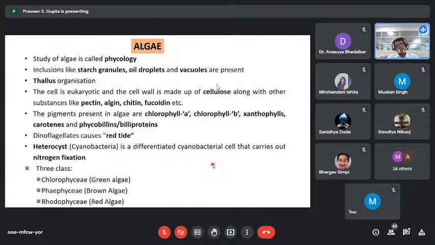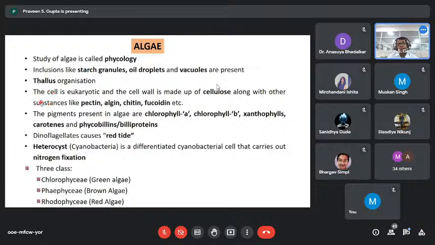Now coming to the next part, that is algae. The study of algae is known as phycology, and they have many inclusion bodies like starch granules. They have oil droplets, vacuoles, etc. These are inclusion bodies present in the algae. They have a thallus-like organization, as you know very well. They are considered thallophyta.